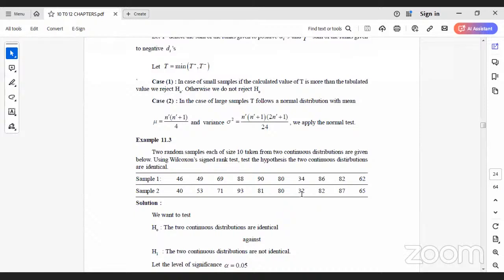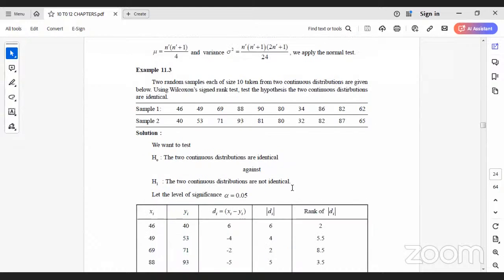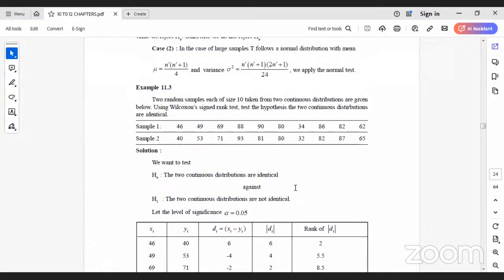Two random samples, each of size 10, are taken from two continuous distributions given below, using the Wilcoxon rank test. The null hypothesis: the two continuous distributions are identical. Data: sample 1, sample 2. The alternative: the two continuous distributions are not identical. Level of significance alpha.